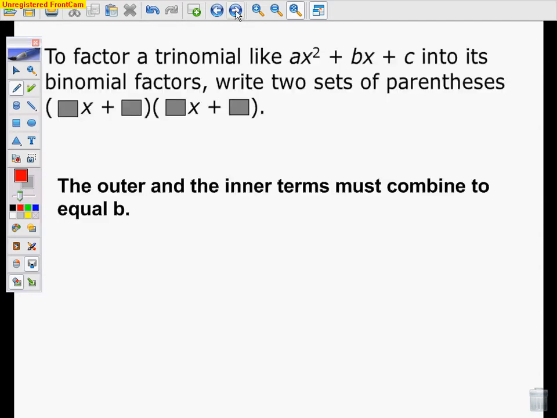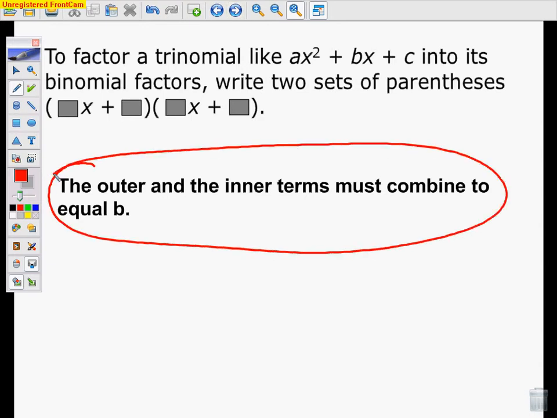When you're factoring a trinomial like ax squared plus bx plus c into binomial factors, write two sets of parentheses. Okay? And then the outer and the inner terms must combine to equal bx. This is a very, very important statement. Just so that you know, in this lesson, we're dealing with a not equaling 1.